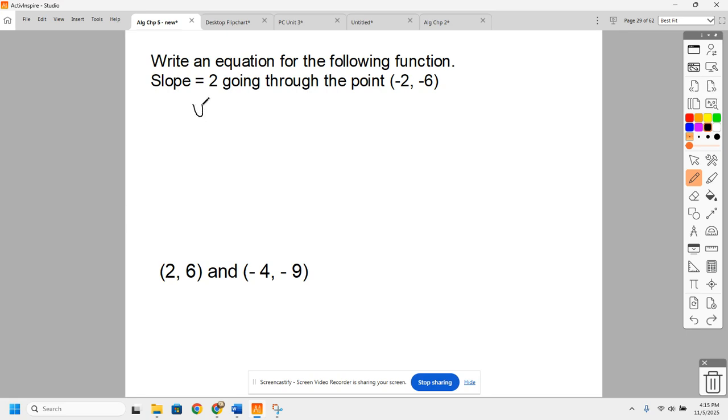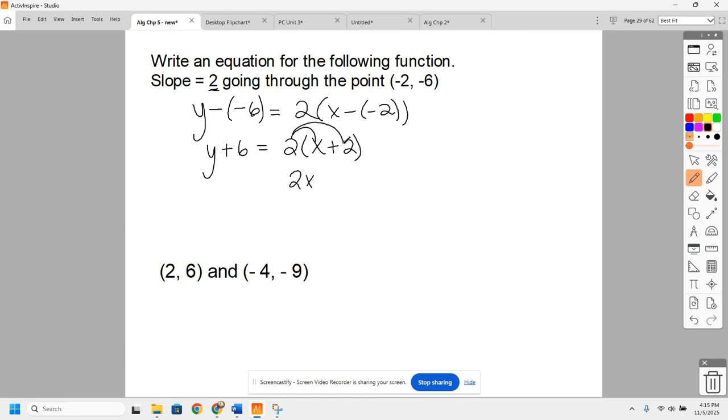So I'm going to go y minus my y value, which is -6, is equal to my slope, which is 2, right here, and then x minus my x value. And then I simplify. I get y plus 6. We called it cleaning it up, right? And then x plus 2. Now, I cannot leave these problems in point slope form because I need it in function notation. So I'm going to have to keep going all the way to slope intercept and then make my change of my y. So 2x plus 4 is equal to y plus 6.